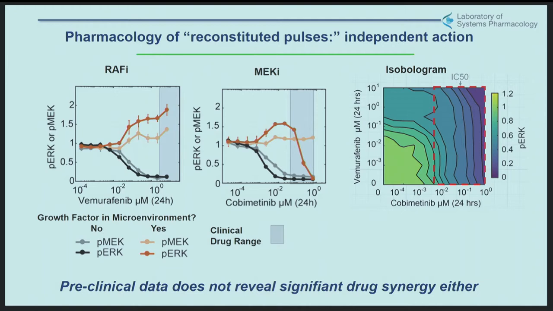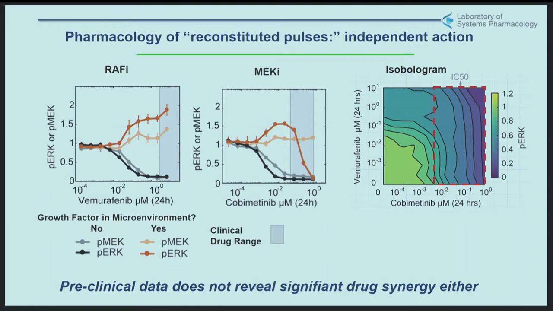The oncogenic arm is in black, either for RAF inhibitors or MEK inhibitors, and in orange is the adapted pulsing arm. And you can see that with the drugs, you actually get a worse pulse out of RAF inhibition, and that's because you've turned off negative feedback on this pathway, and out of MEK, you've shifted 100-fold in dose response.